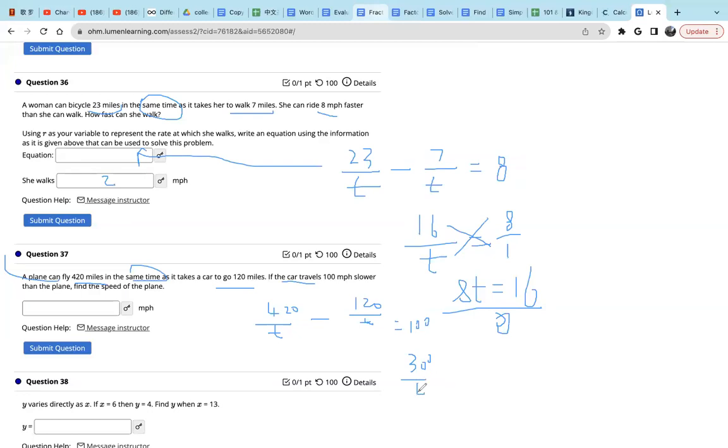300 divided by t equals 100. Cross multiply both sides, so t equals 3, right? 3 hours, because 300 divided by 3, that's 100.